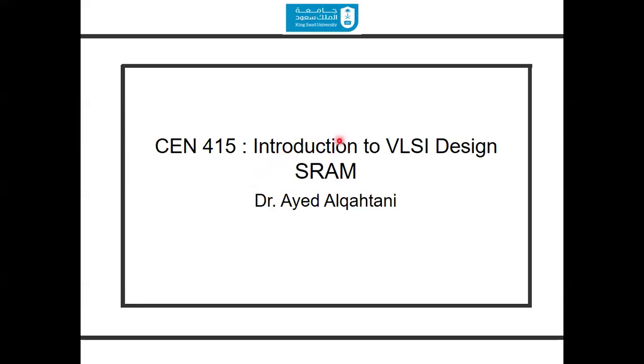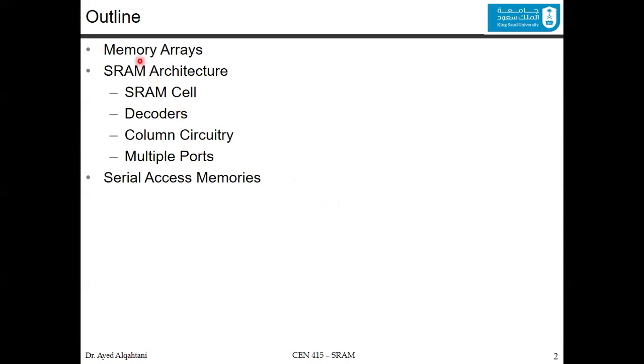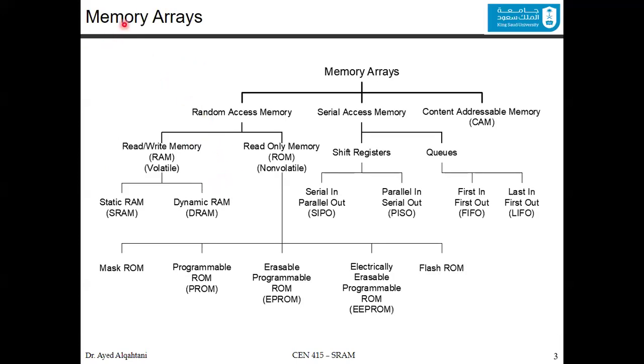This is an introduction to VLSI design course, and now we will talk about the SRAM. We will talk about the memory array in general, and then we will specify the SRAM, where we will talk about the SRAM cell, the decoder, the column circuitry, and all that will end up with the other type of the memory arrays, which is the serial access memory. So let's begin with the memory arrays.